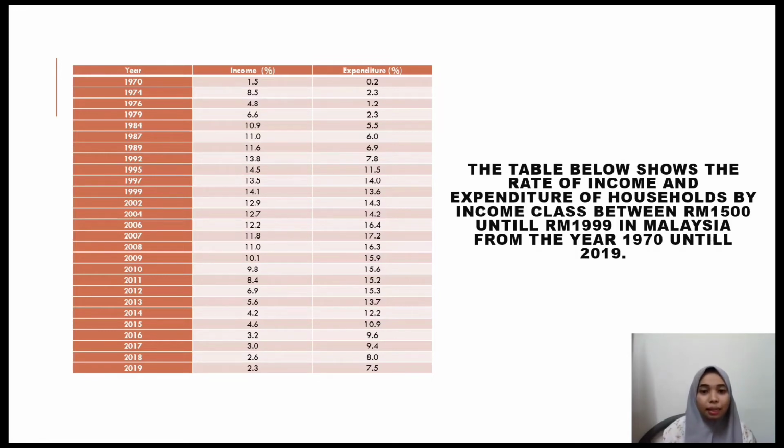As we can see here, from year 1970 until 1995, the income and expenditure increased from year to year. After that, in year 1997, the income dropped, but the expenditure remained increasing. Starting from year 1999 until 2019, the income decreased slowly year by year, but the expenditure remained not stable at an early stage, then suddenly slowly dropped over the years also.